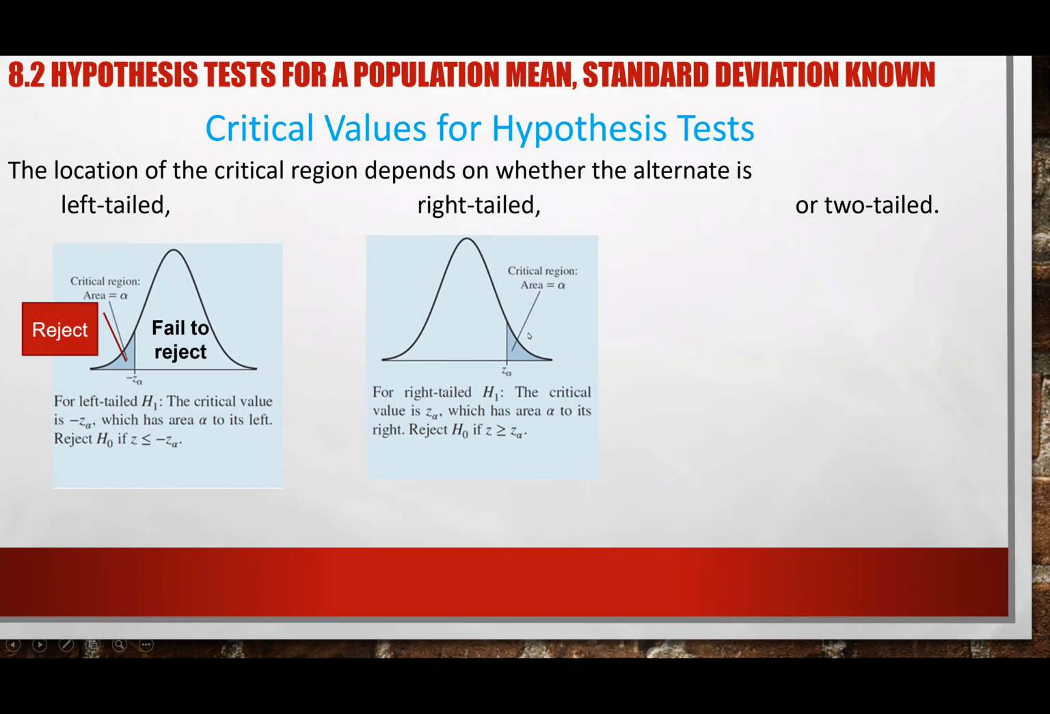And again, same idea here. If it's a right tail test, any region on the right of that Z will be the reject region or critical region, and anything to the left will be a fail to reject region.